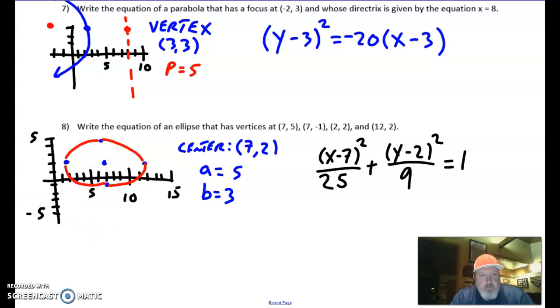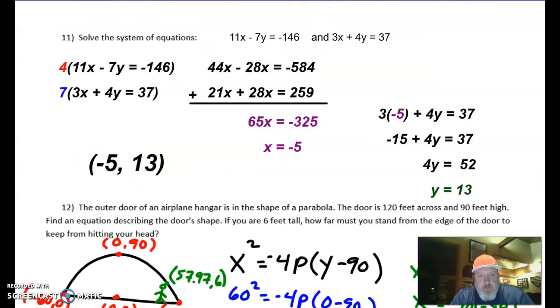All right, last page. Got a system of linear equations. You can do this by elimination. Using multiplication, you could solve one of them for x or y. I don't recommend that because then you're going to get fractions.